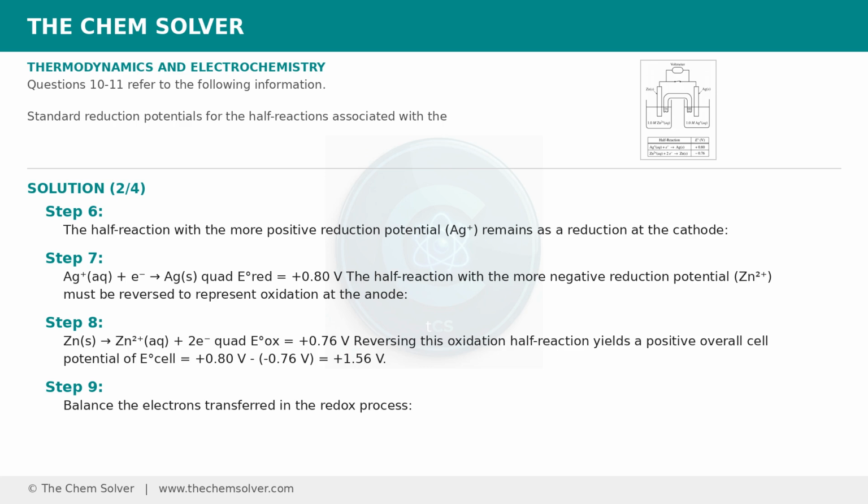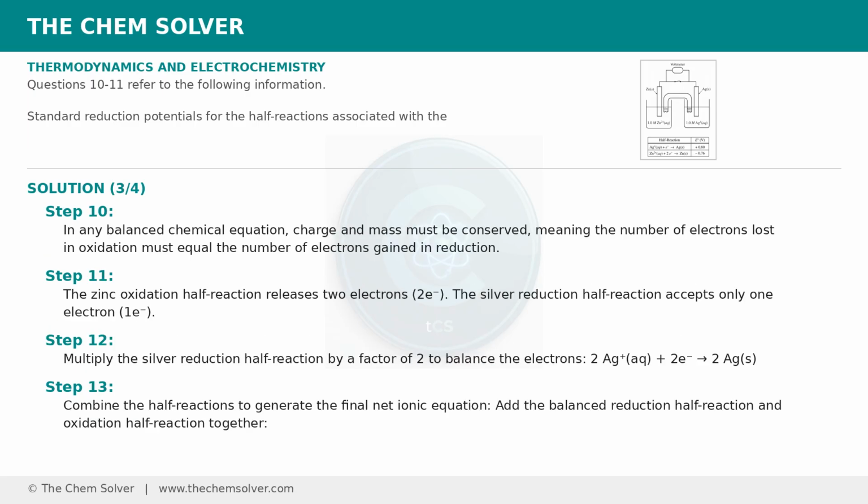Balance the electrons transferred in the redox process. In any balanced chemical equation, charge and mass must be conserved, meaning the number of electrons lost in oxidation must equal the number of electrons gained in reduction. The zinc oxidation half reaction releases 2 electrons, 2e⁻. The silver reduction half reaction accepts only 1 electron, 1e⁻. Multiply the silver reduction half reaction by a factor of 2 to balance the electrons. 2Ag⁺ + 2e⁻ → 2Ag.